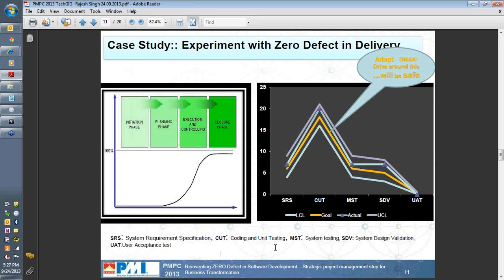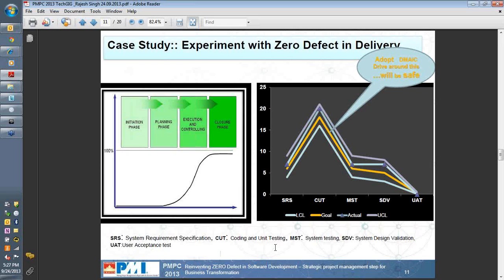And the line at the top is called the upper control limit. And the yellow line, just near the goal, is exactly the goal. Between those lines we want to drive our project, but meeting that goal line always remains a kind of challenge.